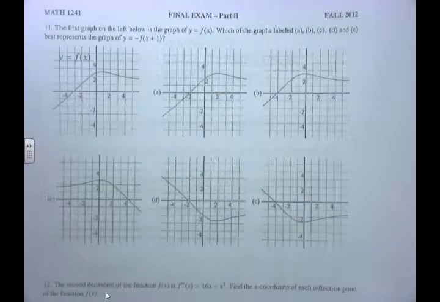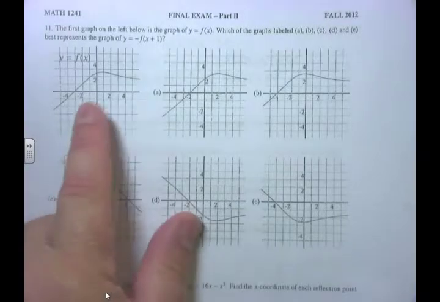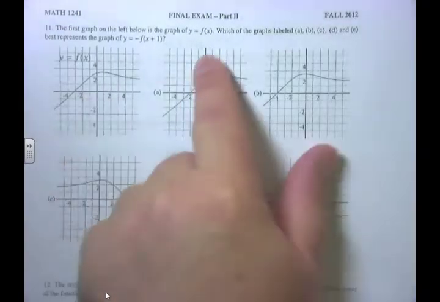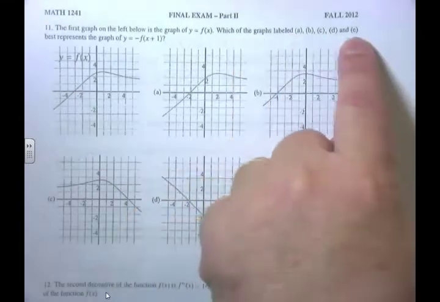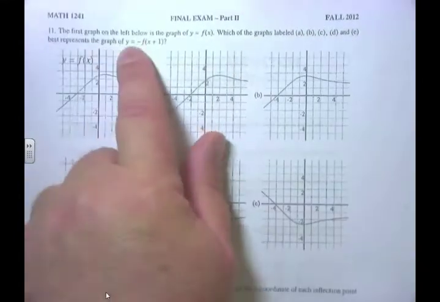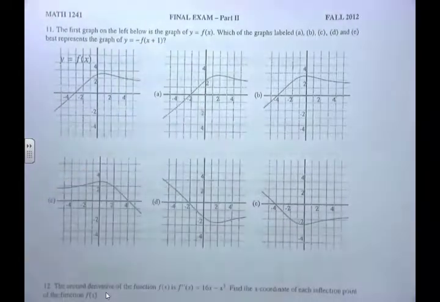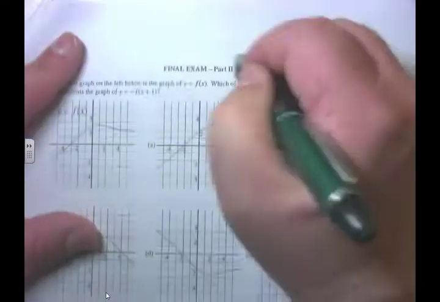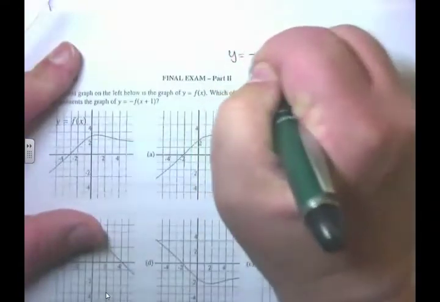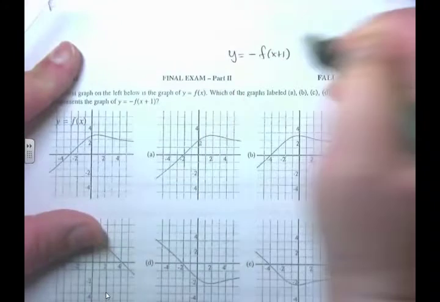The first graph on the left below is the graph of y equals f of x. Here's my function right here. Which of the graphs labeled A, B, C, D, or E represents the graph of y equals negative f of x plus 1? All right, let's go through this. I'm trying to analyze this guy up here. Y equals negative f of x plus 1.